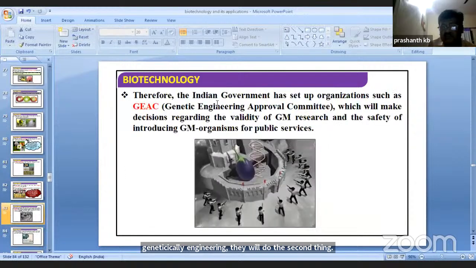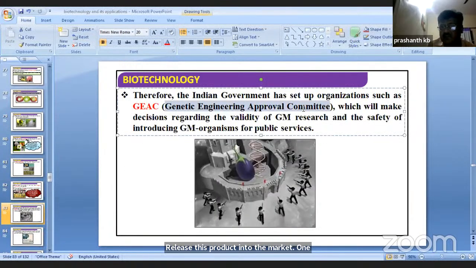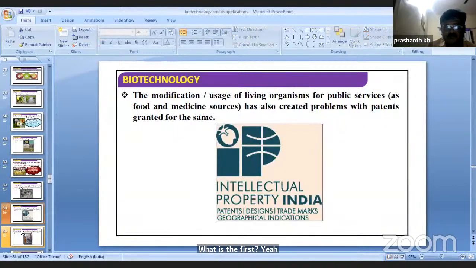One more question, students. What is the full form of GEAC? And what is their role? Their role is in promoting the genetically modified organism into the market. Before that, they are going to do the testing. What is the test? Safety test they are going to do. GEAC. Is it clear?